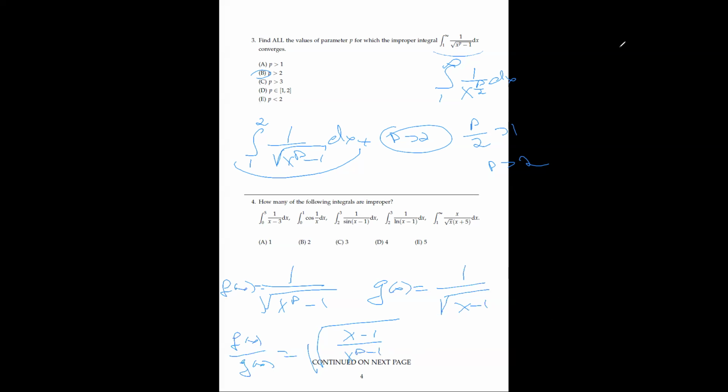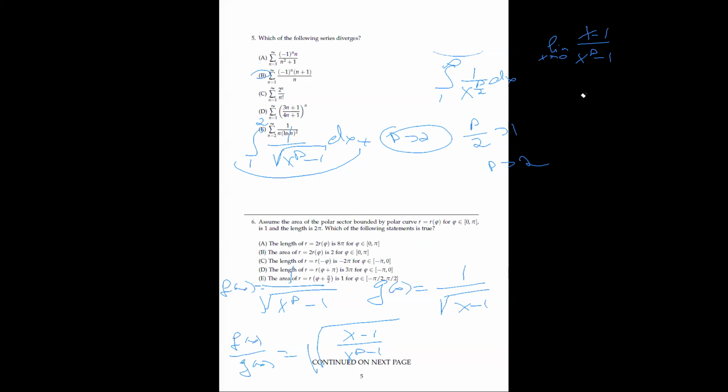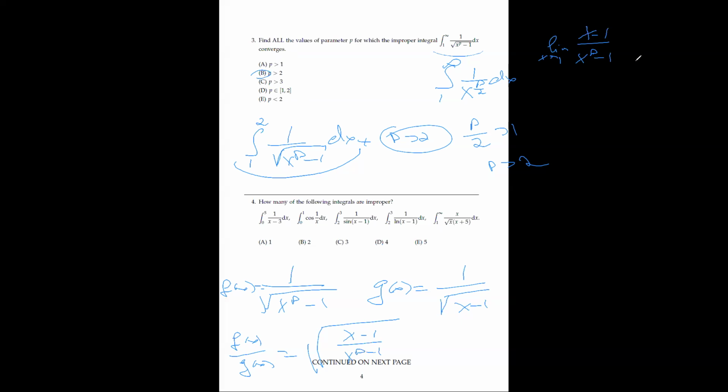To calculate the limit of this expression, I suggest we just focus on the limit of x minus 1 over x^p minus 1 as x goes to 1. When x goes to 1, we have a 0 over 0 form. Hence, we can apply L'Hopital's rule.